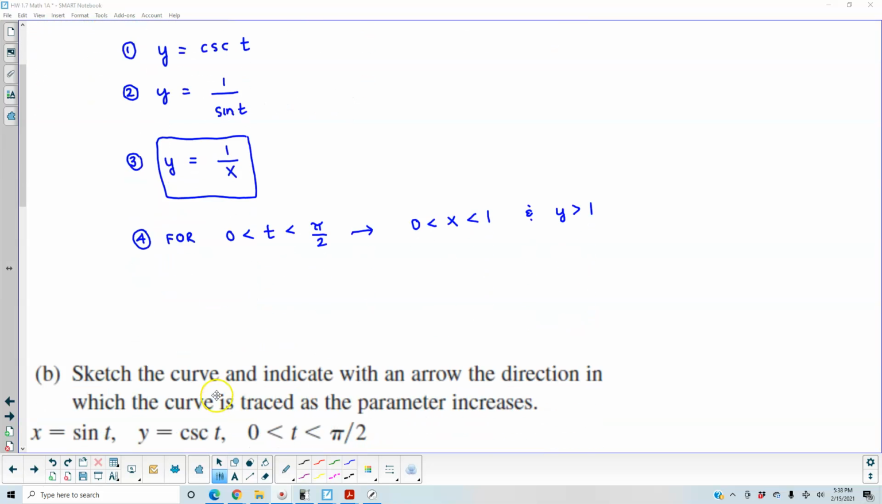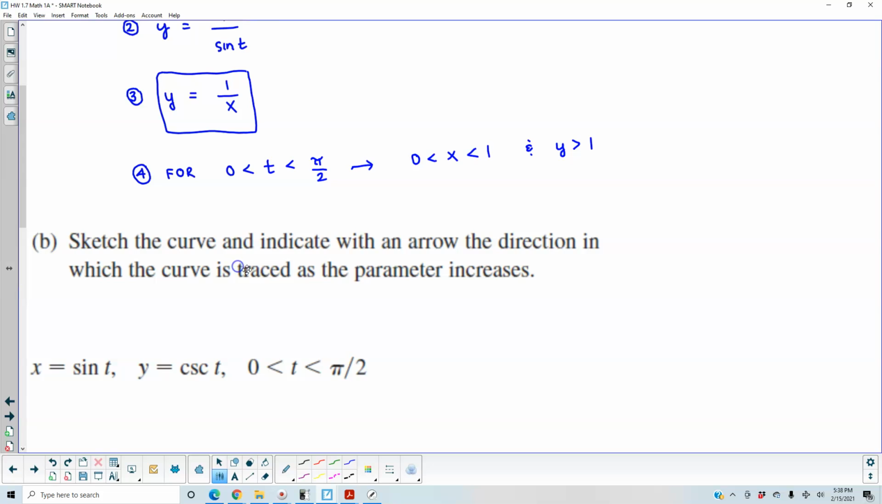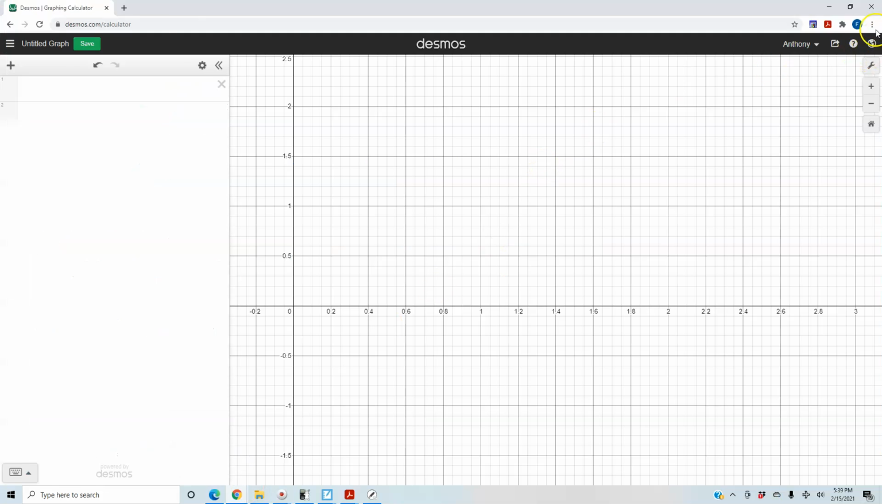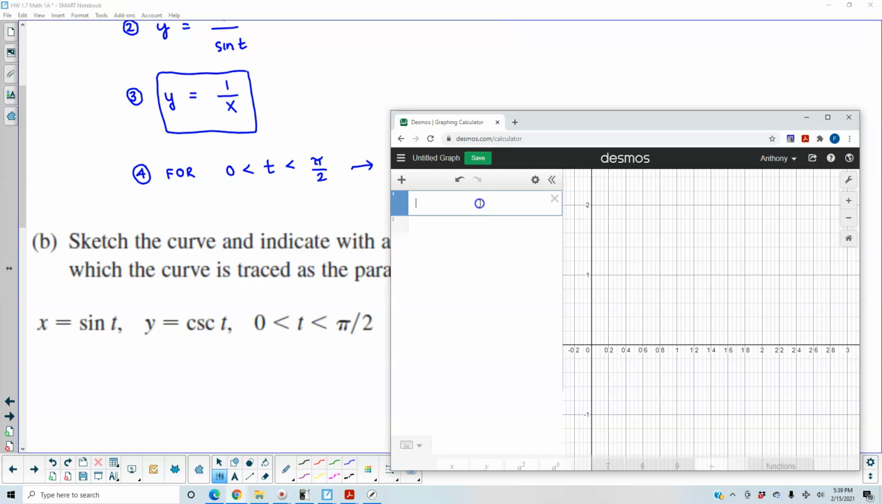Okay, so now we're going to look at part B, and part B asks us to sketch the curve and indicate with an arrow the direction in which the curve is traced as the parameter increases. So here we know that we have the sine of t, the cosecant of t, and t is in between 0 and pi over 2. So what we can do is we can go on Desmos, and we can go ahead and graph this.